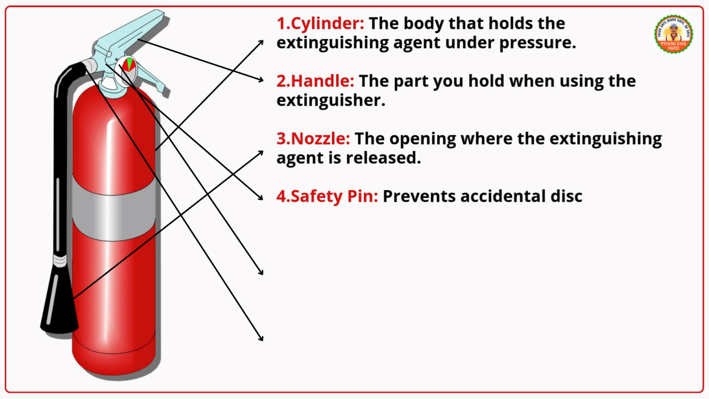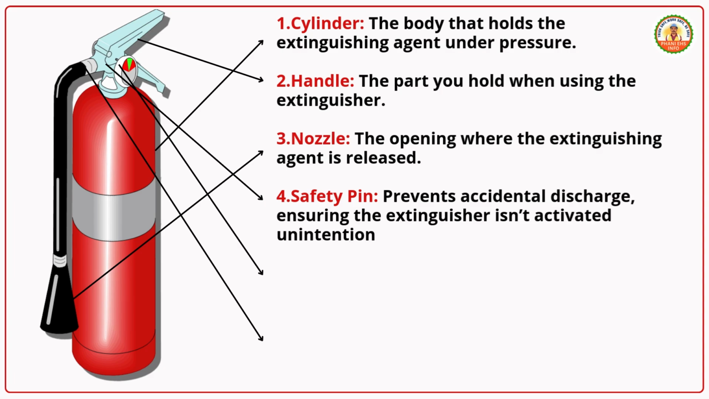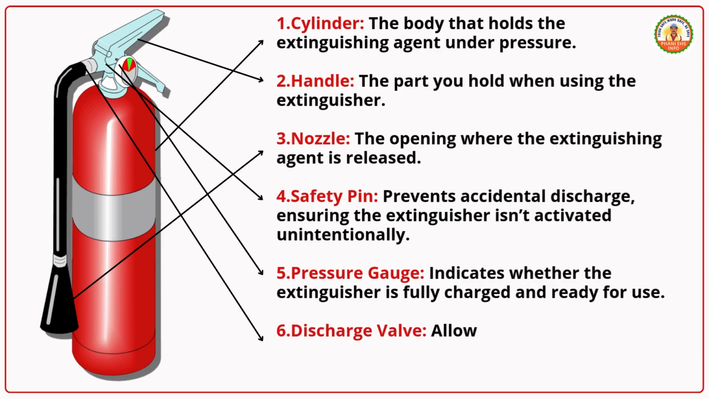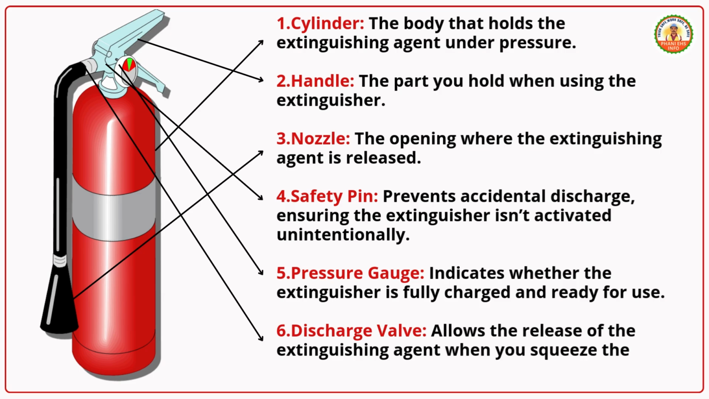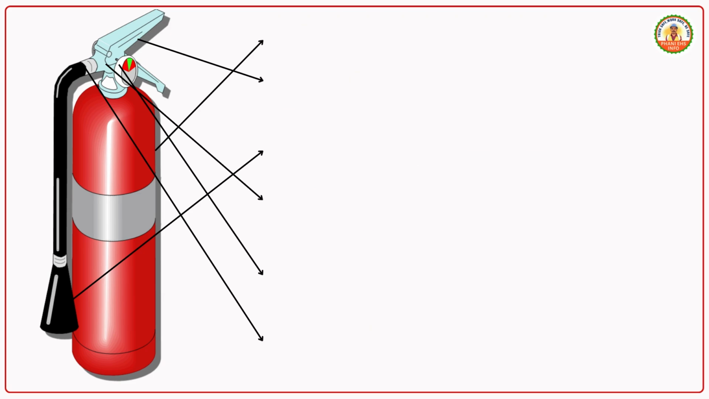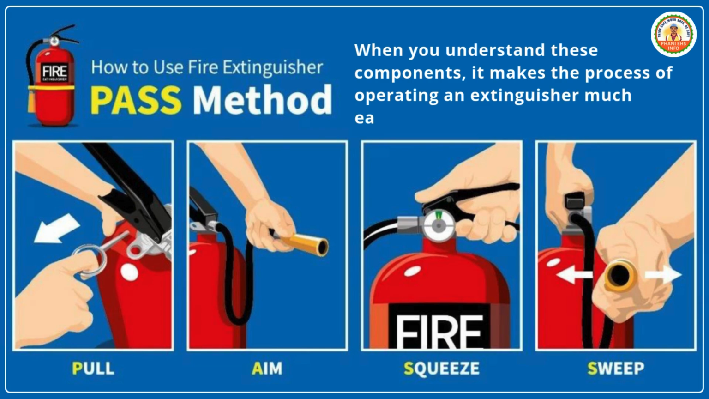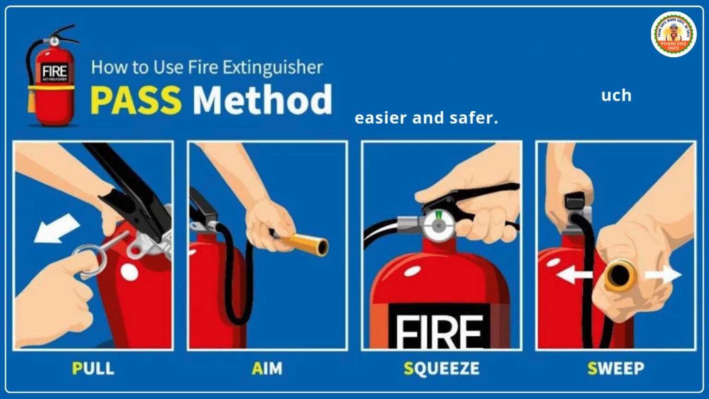Safety pin prevents accidental discharge, ensuring the extinguisher isn't activated unintentionally. Pressure gauge indicates whether the extinguisher is fully charged and ready for use. Discharge valve allows the release of the extinguishing agent when you squeeze the handle. When you understand these components, it makes the process of operating an extinguisher much easier and safer.